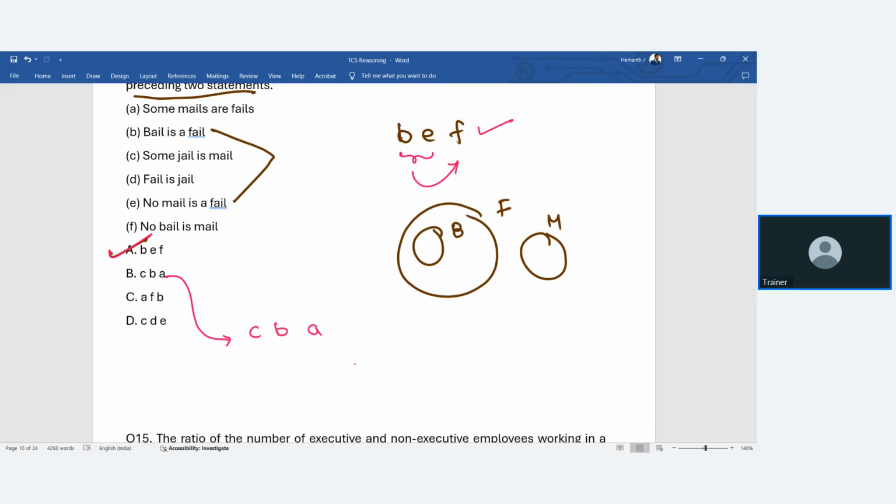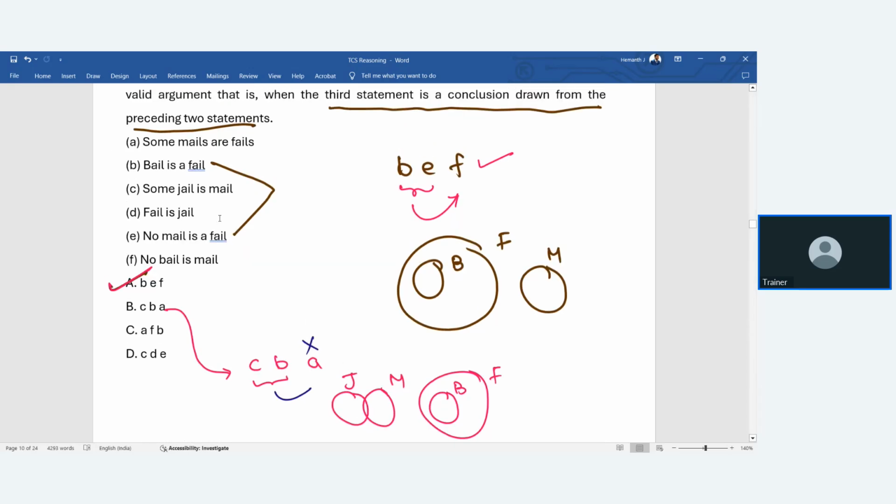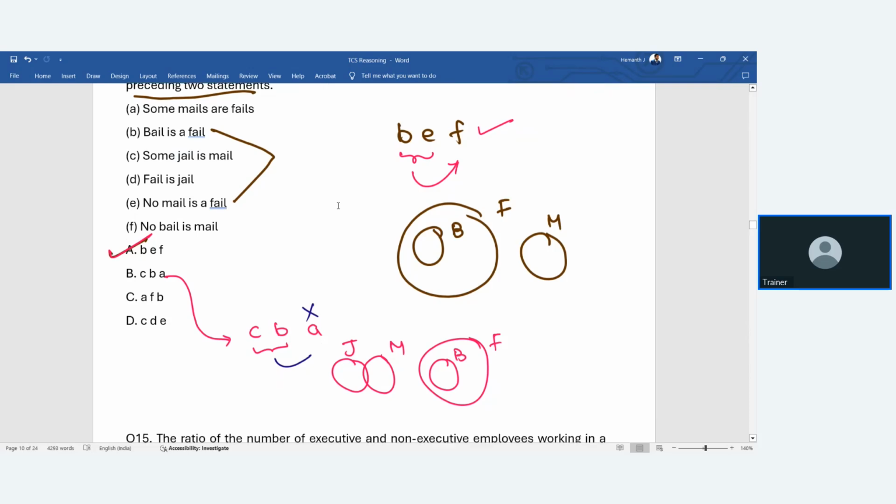C says that some jail is mail. B says that all bails are fail. Now A says that some mail are fails. It's not related. I didn't get it from C and B working. A is not obtained, so we cannot go for this. Working on the first two, the third statement must be true, and that is what BEF totally satisfies.